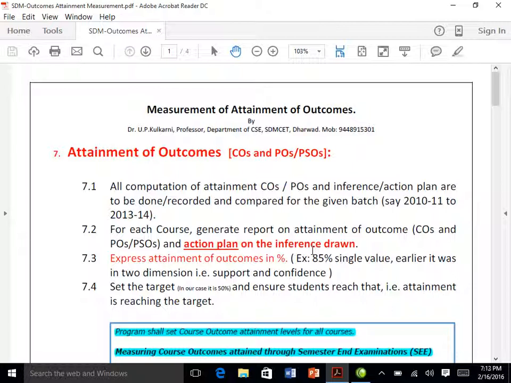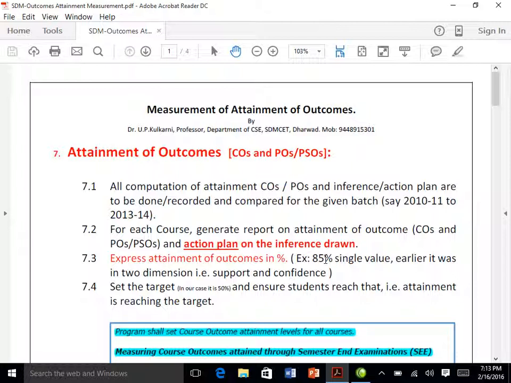All computation of attainment of COs and POs and inference action plan are to be done or recorded and compared for the given batch of 4 years. For each course, generate a report on attainment of outcome, that is course outcome and program outcome, and action plan on the inference done. This action plan is the most important thing. Express attainment of outcome in percentage, that is 85%, a single value.